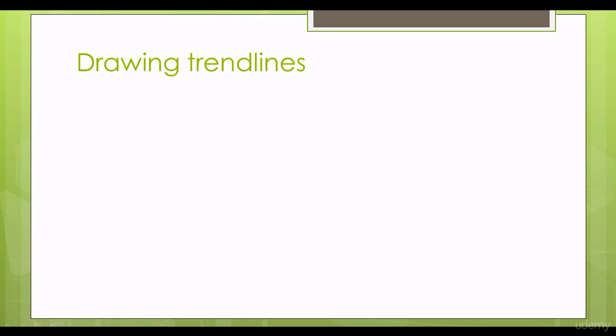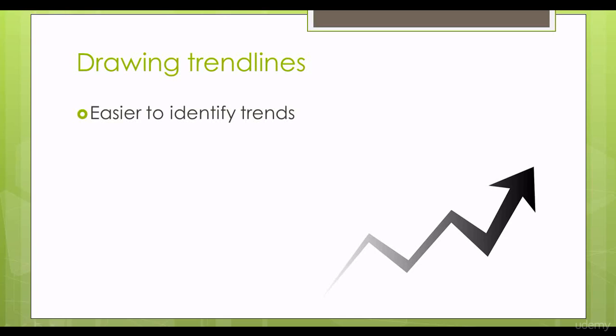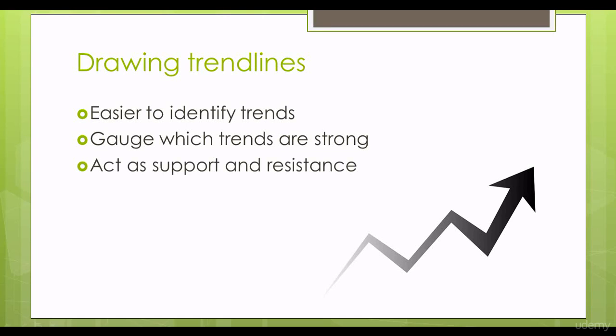So to begin, what are the benefits of trend lines? Well, one, it makes it easier to identify trends. Second, trend lines can help you gauge how strong a trend is. And third, trend lines can act as support and resistance. Support and resistance is a very useful tool that can help you when reading the charts. Now this will be covered in the next chapter.